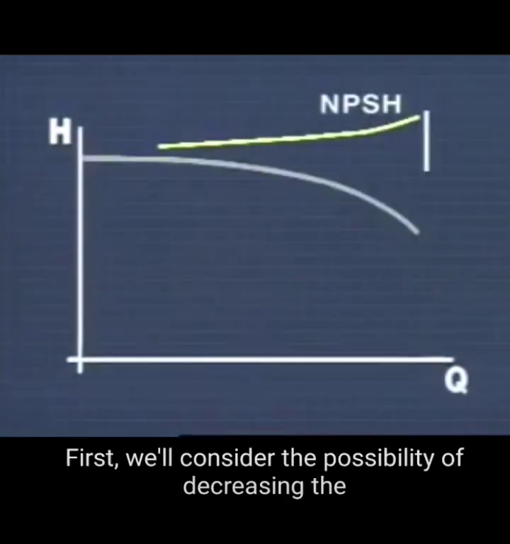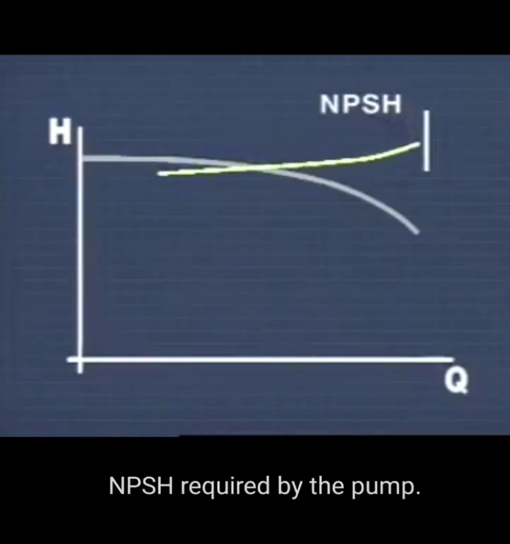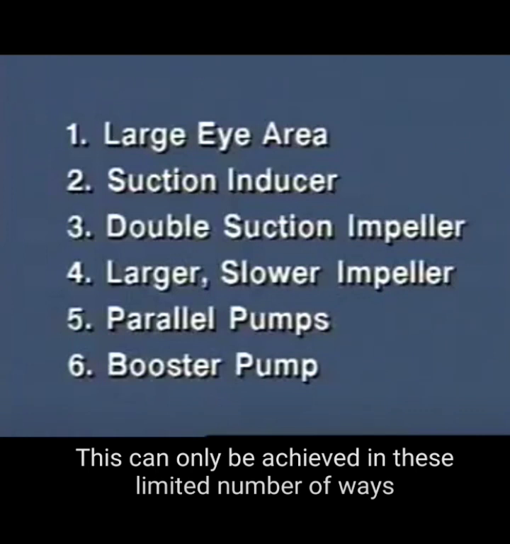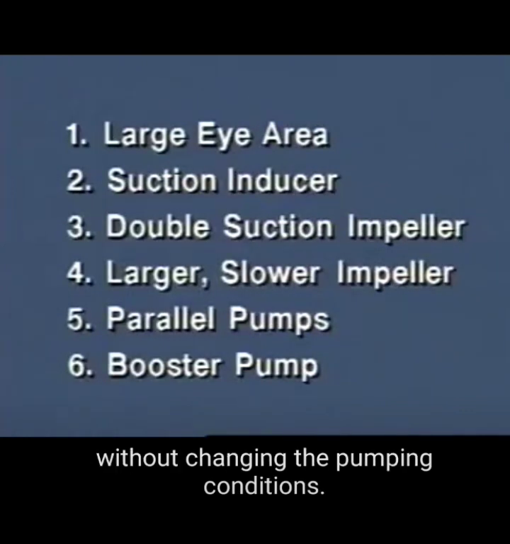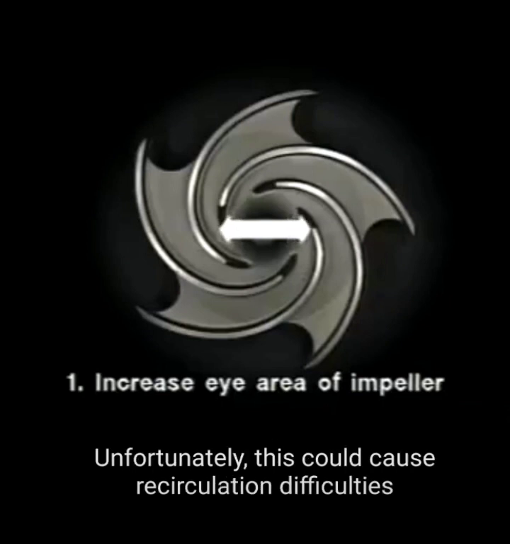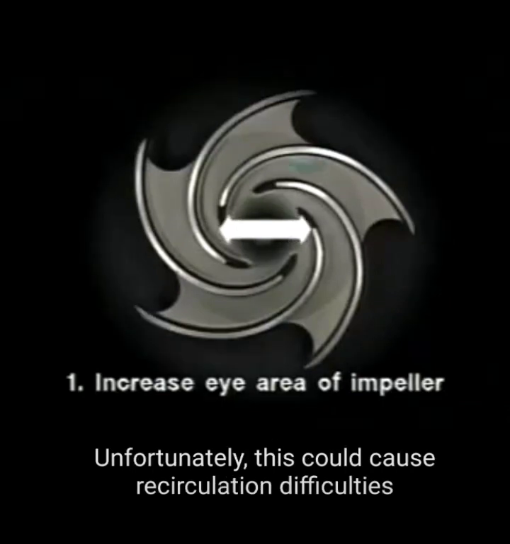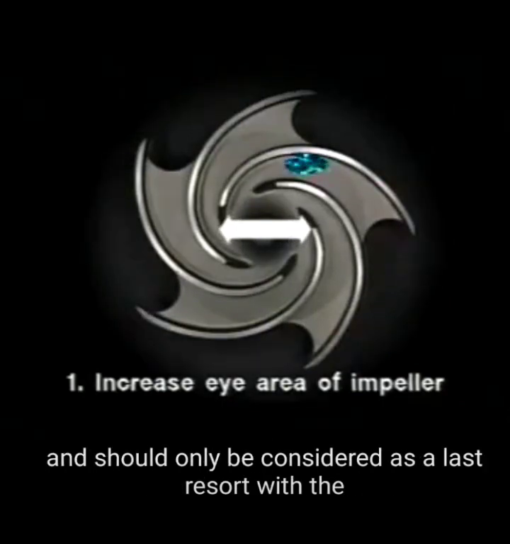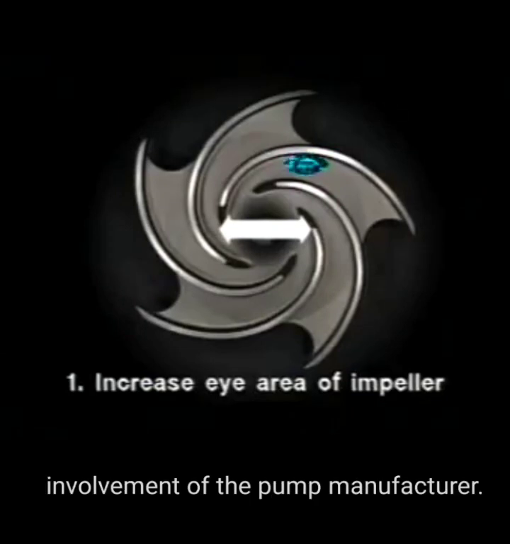First, we'll consider the possibility of decreasing the NPSH required by the pump. This can only be achieved in these limited number of ways without changing the pumping conditions. 1. Increase the eye area of the impeller. Unfortunately, this could cause recirculation difficulties and should only be considered as a last resort with the involvement of the pump manufacturer.